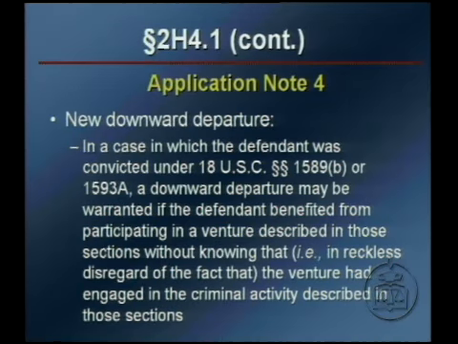The Commission also added some downward departure language to 2H4.1, which can be found at Application Note 4. So in a case in which the defendant was convicted under Sections 1589, 1593A under Title 18, and the defendant benefited from participating in a venture described in those sections without knowing, that is, in reckless disregard of the fact that the venture had engaged in the criminal activity described in those sections, a downward departure may be warranted.